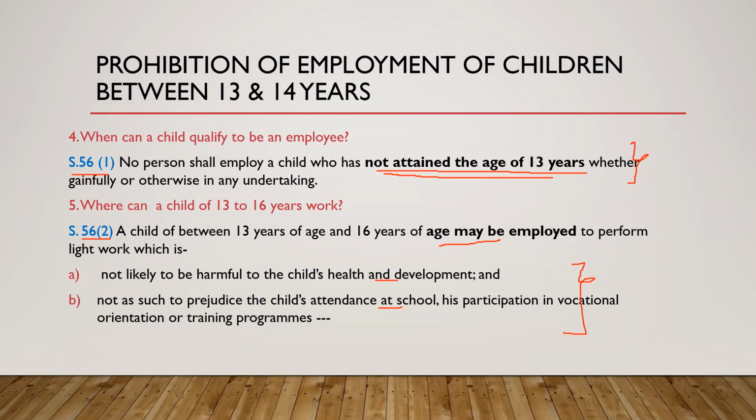So the takeout point from this particular slide is that no employer can employ a child who has not attained the age of 13 years. However, under section 56(2) of the Employment Act of Kenya, a child between 13 years and 16 years of age may be employed to perform light work. Remember, this is also a key word, to perform light work, so long as that kind of work will not harm that child's health or development, or it won't even stop that child from going to school.